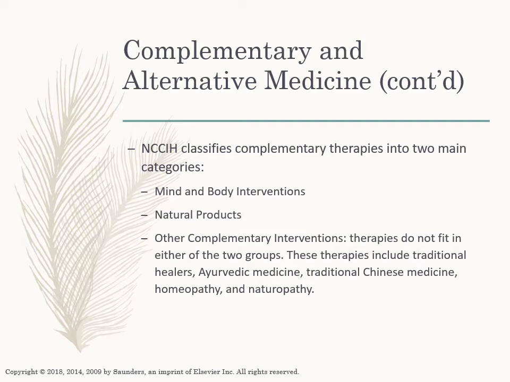The second category is known as natural products. This group contains several different products such as herbs, vitamins and minerals, and probiotics. These are often referred to as dietary supplements. These substances are commonly found in nature. Other complementary interventions are therapies that do not fit into either of the 2 groups. These therapies include traditional healers, Ayurvedic medicine, traditional Chinese medicine, homeopathy, and naturopathy.